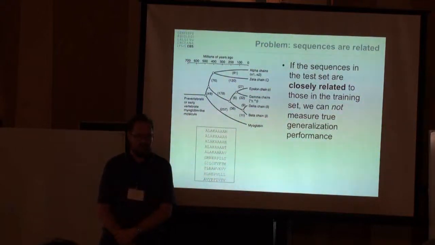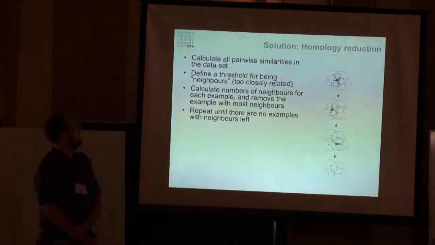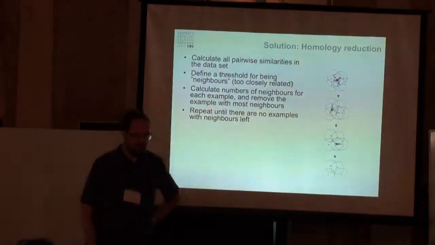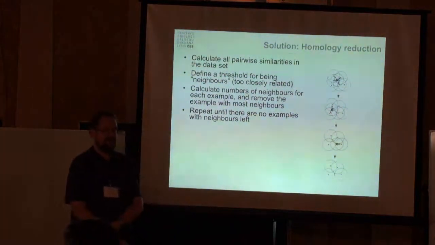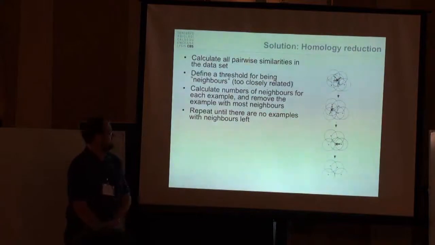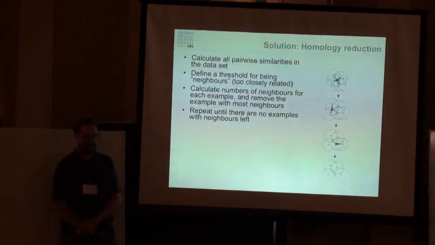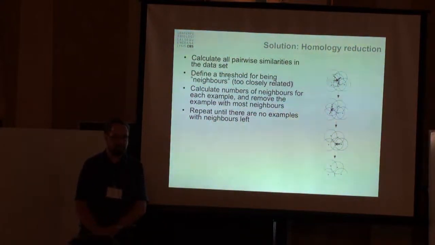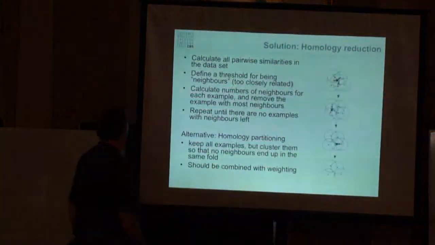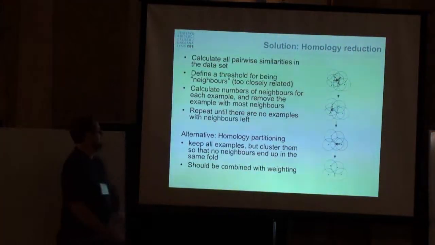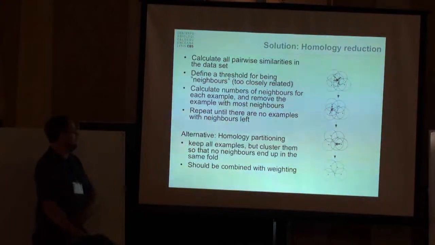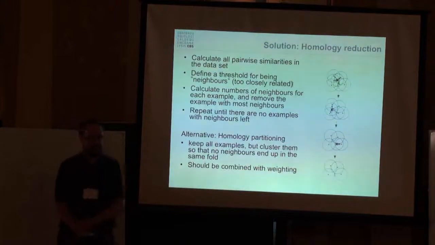So what has to be done here is a homology reduction, where you make sure that no neighbors, defined as two closely related sequences, remain in the data set. Alternatively, you can use homology partitioning: keep all examples but cluster them so that no neighbors end up in the same set.